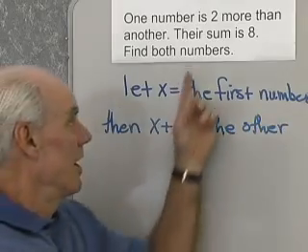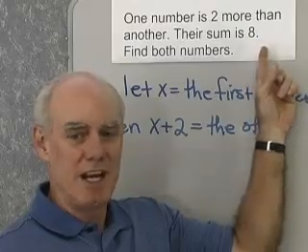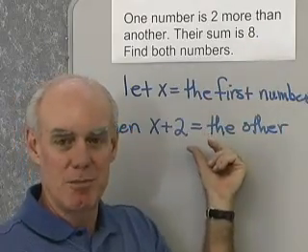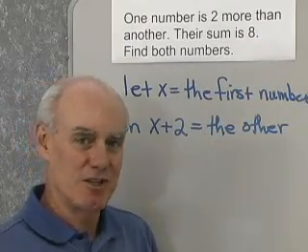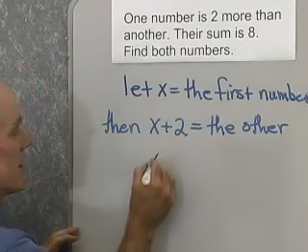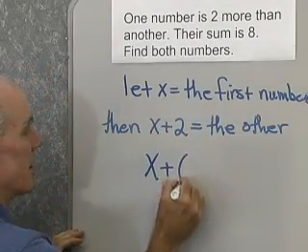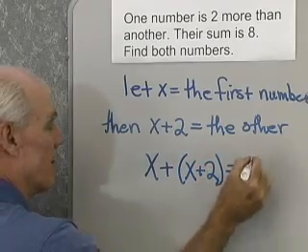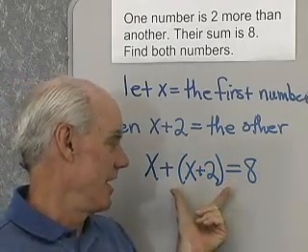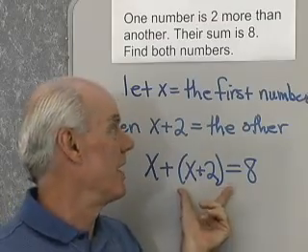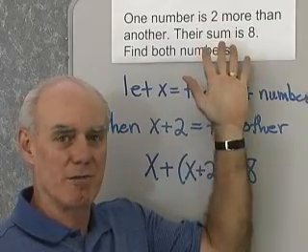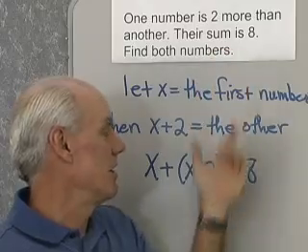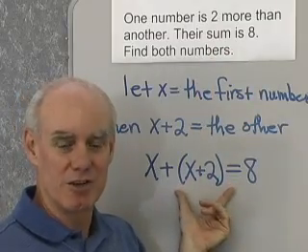number. So then I look here and I see that their sum is 8. That means that when I add the two numbers together, the result is 8. So let's do that. My first number is x, plus my second number, x plus 2, must be equal to 8. Now I've got a linear equation in one variable that describes this situation.